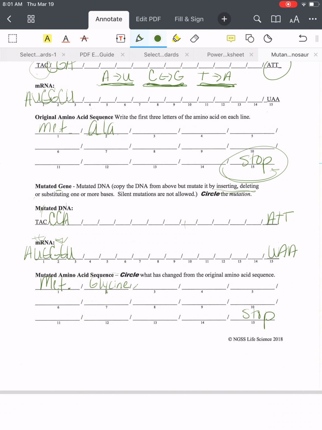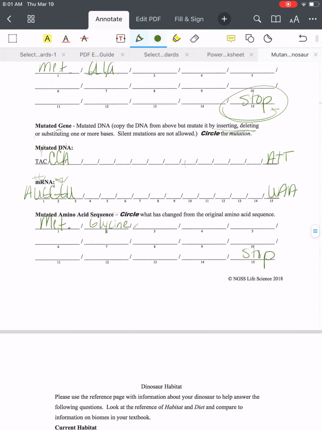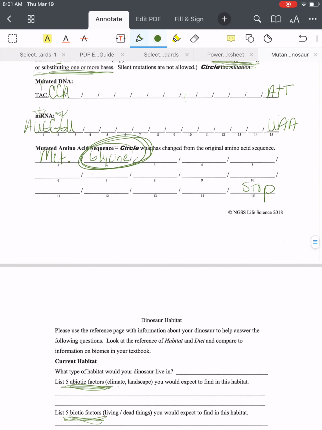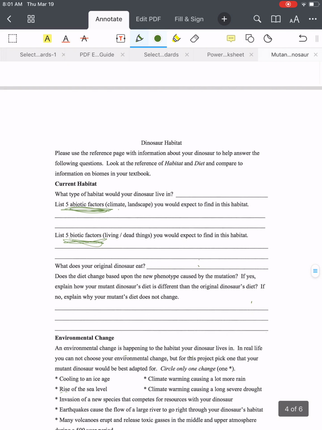So after you do the sequence for your original dinosaur, then you get to mutate it. They say you can do insertions, deletions, substitutions. Just don't do any silent mutations, because if you go from alanine to alanine, even though one of the letters changes, it doesn't change the amino acid. So I'm going to have methionine again, and then glycine. Glycine is my change, so I'm going to circle that as one of my mutations. You can do other mutations as well.